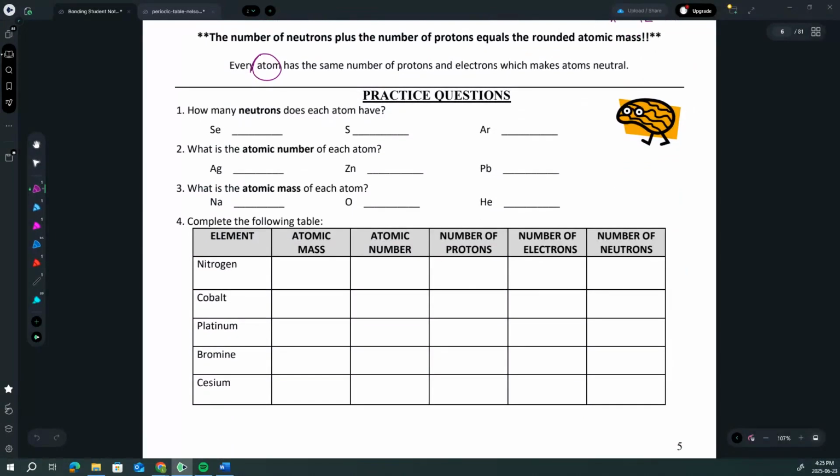Down below here, there are practice problems. Please refer to the lesson guide to see which of them are assigned.